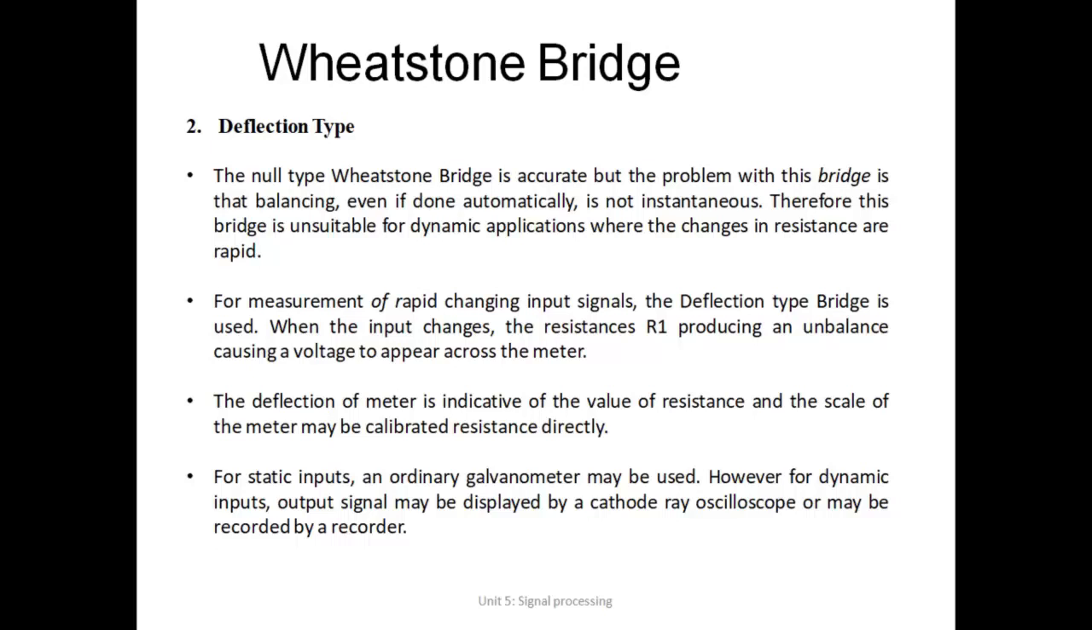So the Wheatstone bridge is the most popular device that we use to convert resistance into a corresponding electrical voltage or current signal. We can use it either in null type or in deflection type. Null type is used when it is a slowly changing data or a slow response is required, and deflection type is mostly used where the input is changing very rapidly and a very fast or dynamic response is required.